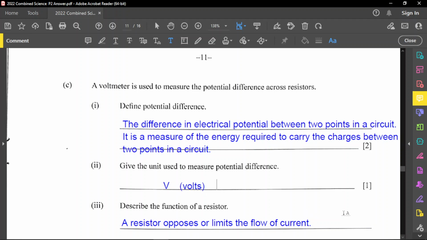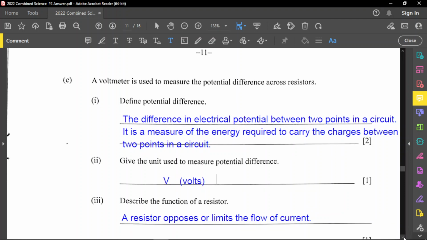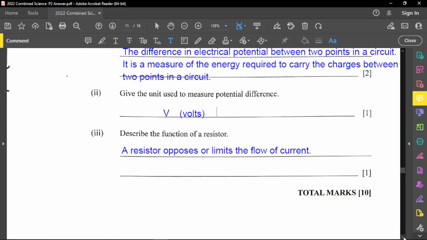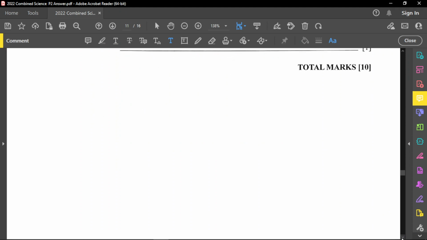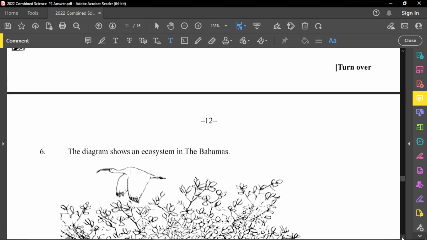All right, so part 3 of this question is to describe the function of a resistor. A resistor really resists or opposes or even limits the flow of current. So it limits or opposes the flow of current. That's a resistor. And of course, resistance is measured in ohms. You need to also know that as well, right?